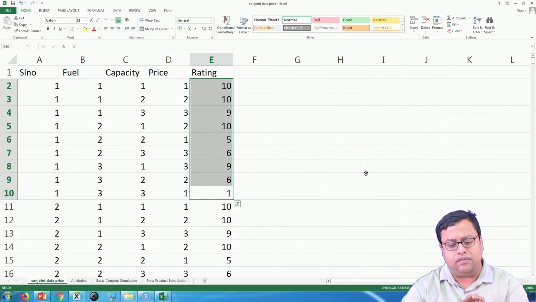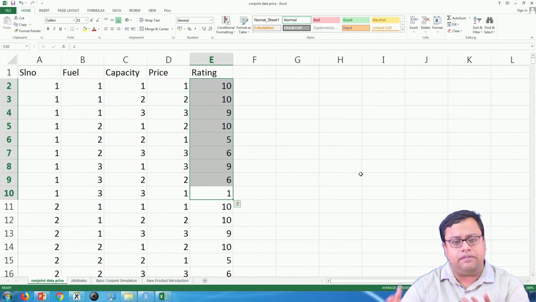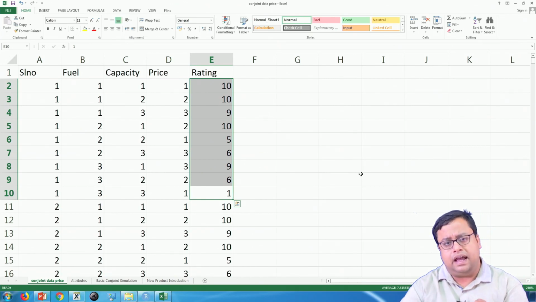These are the ratings in a 1 to 10 point scale. Let us say 10 means most preferred and 1 means least preferred. He can also give ranking. Let us say instead of rating, if you have given ranking, and 1 to 9 means 1 is most preferred, 1 rank, and 9 is least preferred rank.